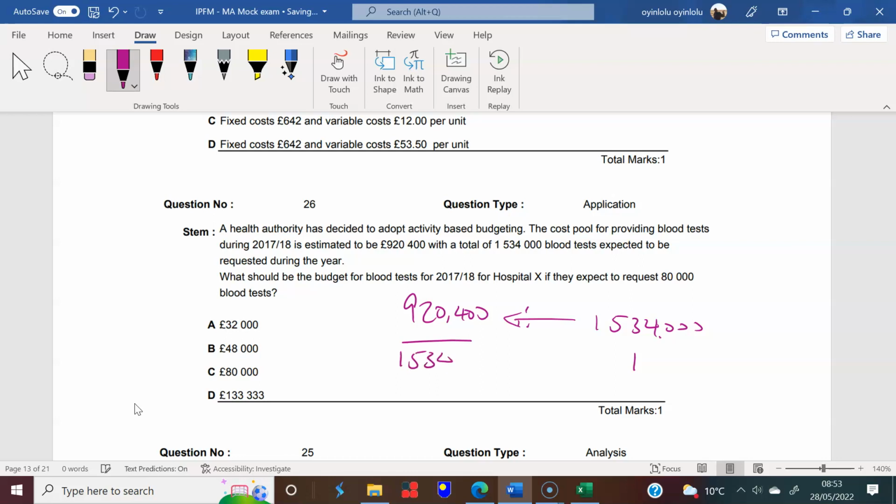920,400 divided by 1,534,000, right? Which means that if I'm interested in 80,000 blood tests, I need to multiply all of this by 80,000. So 920 over this times 80,000 gives you 48,000. So the answer here is B.